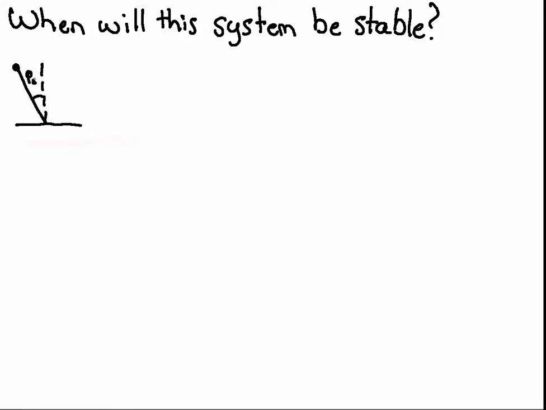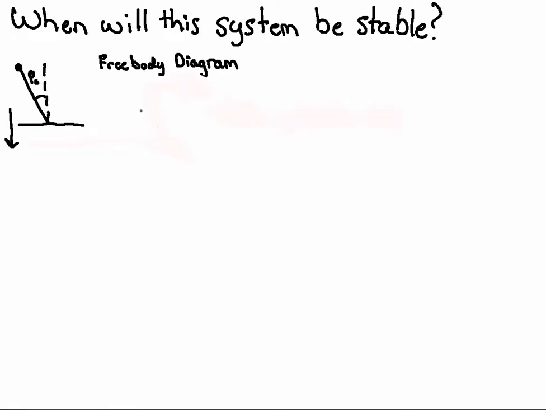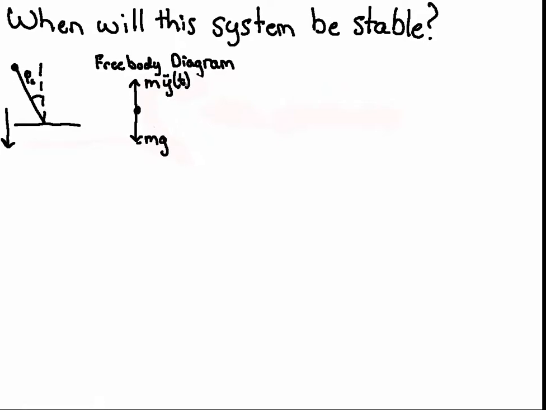To begin, it is convenient to analyze the system from a non-inertial reference frame. A consequence of this choice of reference frame is the introduction of a pseudoforce due to the acceleration of the frame. This pseudoforce, the force of inertia, is given by negative y double prime of t, where y of t is the time-dependent motion of the vertical coordinate of the pendulum.